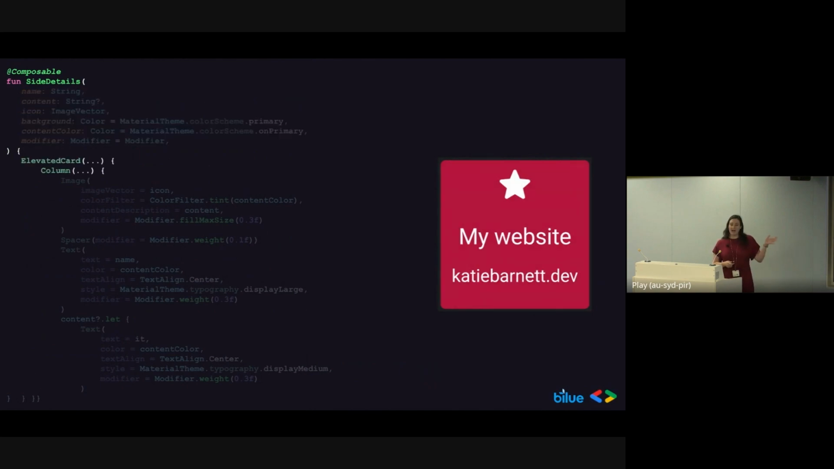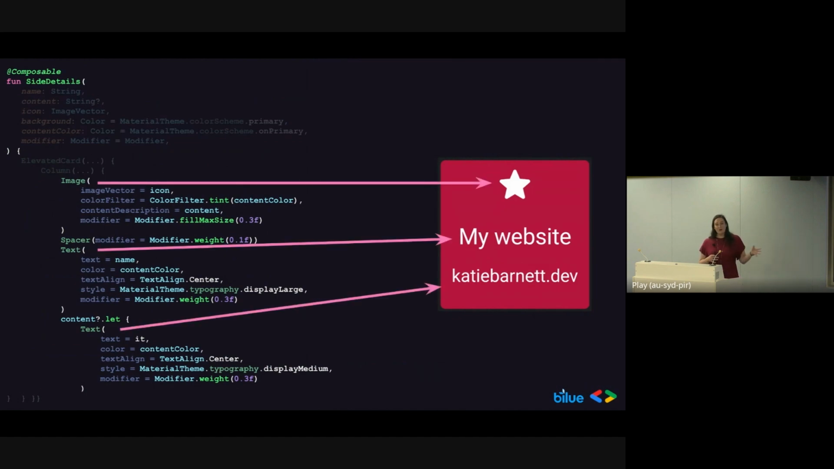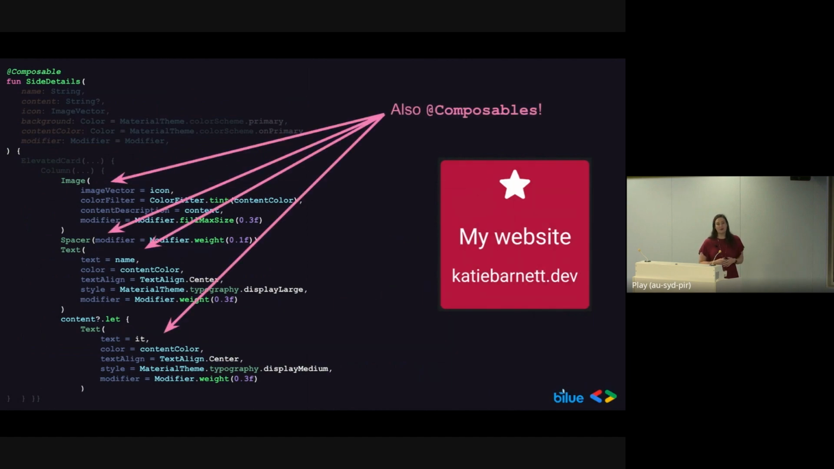I've got a card and a column just controlling the layout. And then I've got what is actually inside here, which is an image, some spacing, some text. All of these equate to what you see on the screen. And these are also composables. So in Jetpack Compose, it's composables all the way down. Pretty much everything is a composable. You just make things of other composables. So everything's a building block.